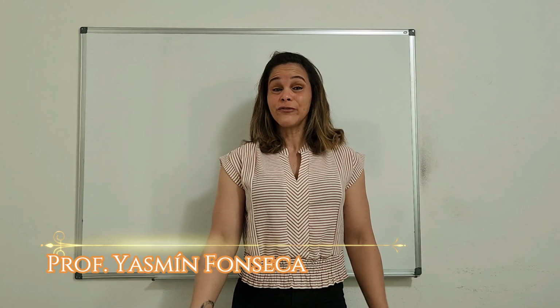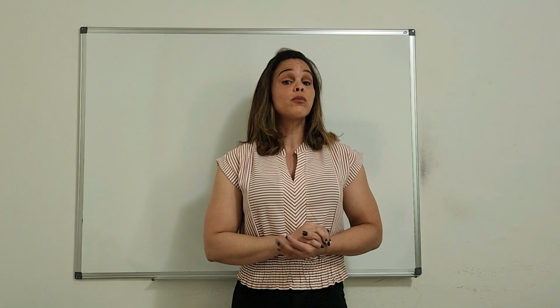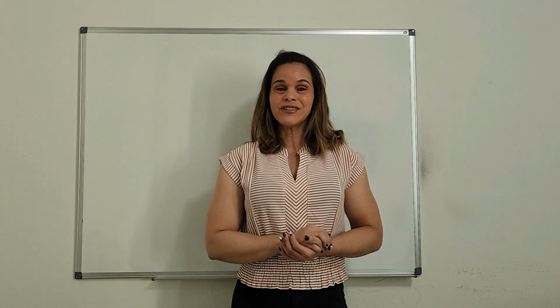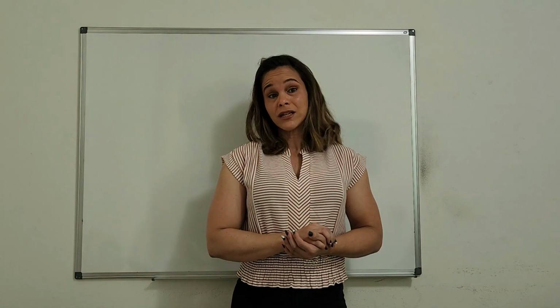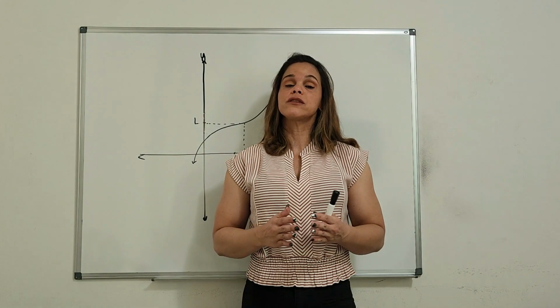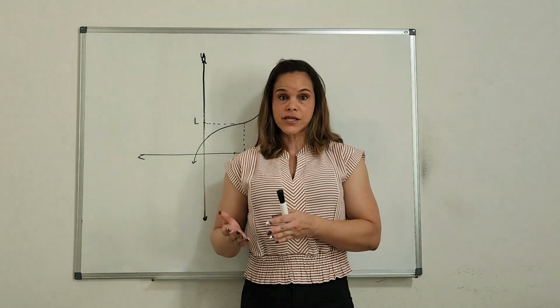Hi there! In this video, we're going to understand the formal definition of limit, also known as the epsilon delta definition, and an example of how to find delta given a certain epsilon. Let's begin. The definition starts with for every epsilon greater than 0.